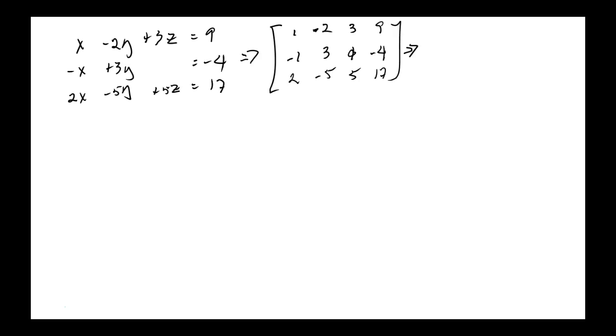Zero below it, okay? That's going to be pretty easy to do. How will we do that? Add row 1 to row 2. So row 1 plus row 2 becomes the new row 2.